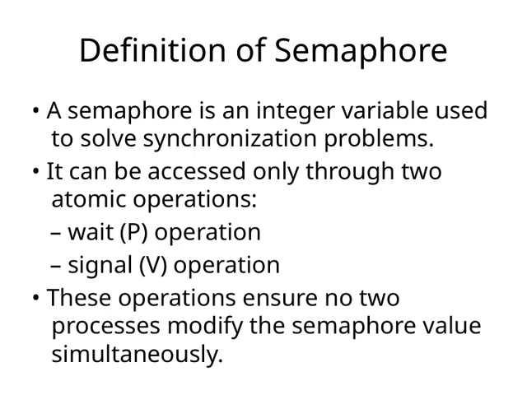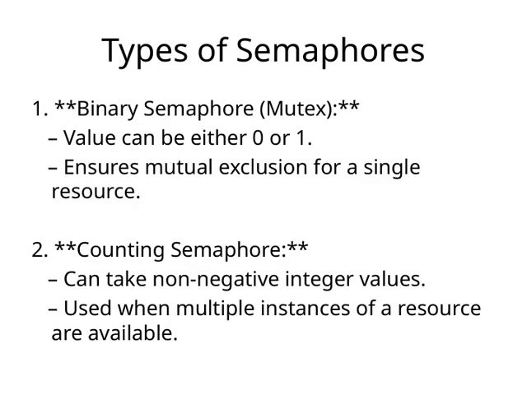These operations are crucial because they guarantee that no two processes can modify the semaphore at the same time, preventing race conditions. This atomicity is what makes semaphores powerful tools in ensuring proper coordination and avoiding conflicts in concurrent systems. So, in the broader context of process synchronization, semaphores help us maintain order and consistency when multiple processes are competing for resources. Let's take a closer look at the different types of semaphores.